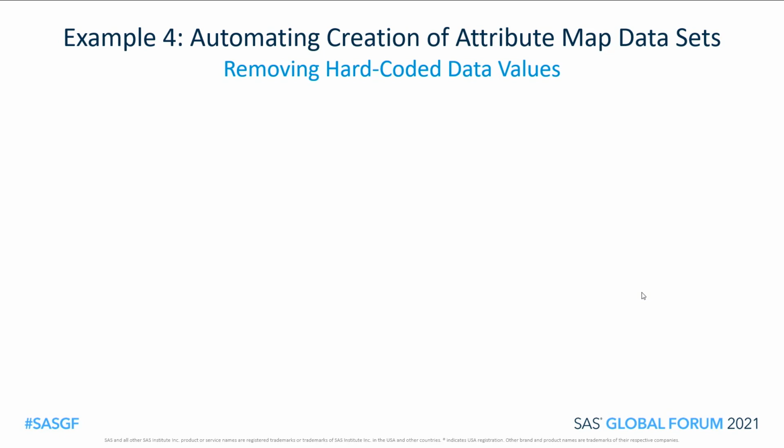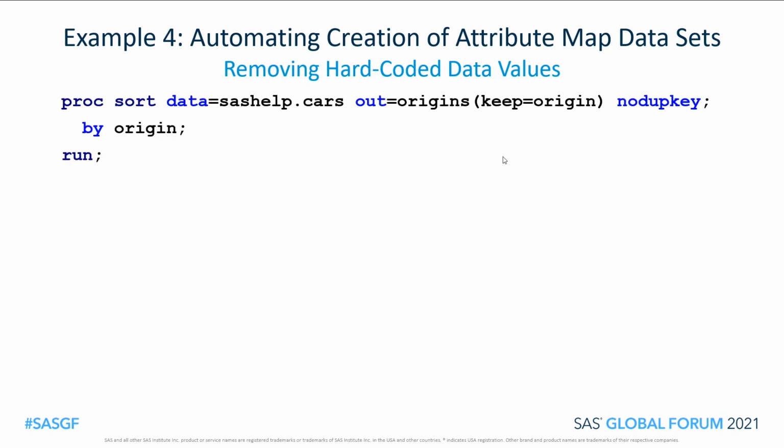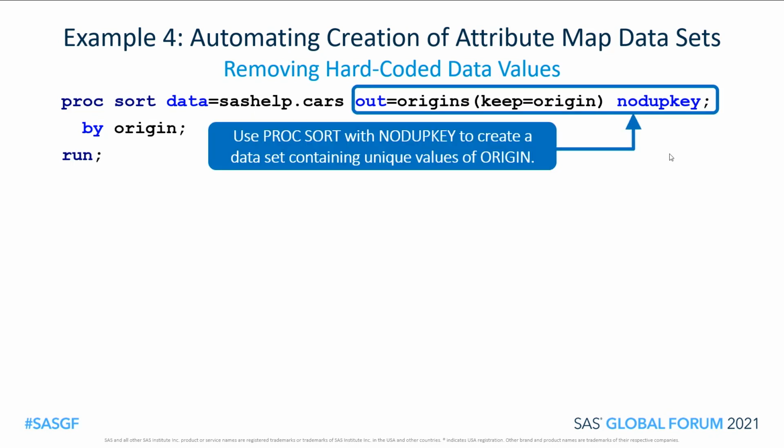Let's talk a little more about a different way to create your attribute map data sets. Personally, I try to avoid hard-coding data values if I can, so here's a different way to create the attribute map data set that doesn't require hard-coding them. Here I do a proc sort of my data set, sashelp.cars, with the nodupkey option in effect, and I'm only keeping the variable origin. And this is going to give me a little data set that just has the variable origin and just one row per unique value. So this tiny little data set with one variable and 3 rows.